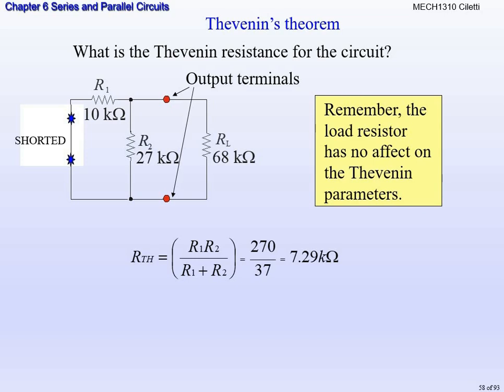So we still neglect the load resistor, and that equation, R1 R2 divided by R1 plus R2, remember that's the shortcut for two resistors in parallel. Normally you'd want to do R1 inverse plus R2 inverse, all completely inverse. It's the same thing, but we end up getting 7.29 kilo ohms of resistance. So our Thevenin resistance, which we say RTH, is now 7.29 kilo ohms.